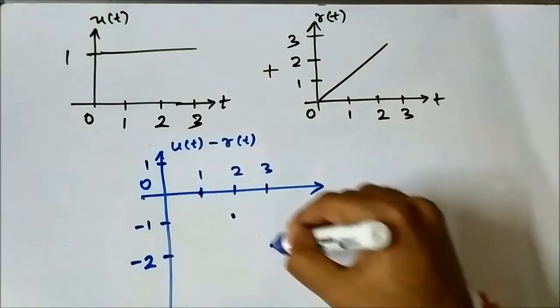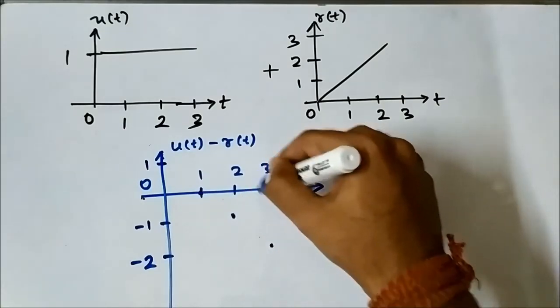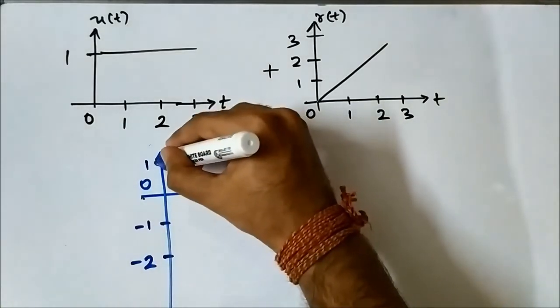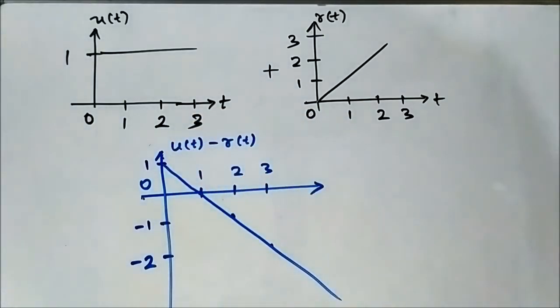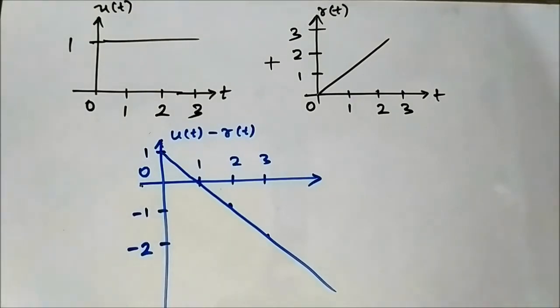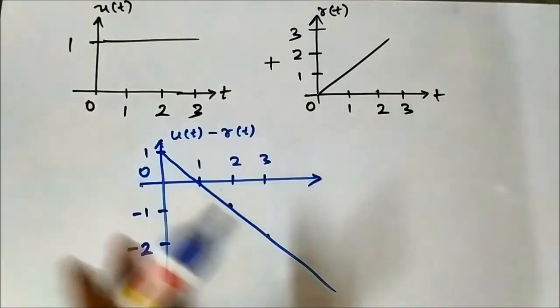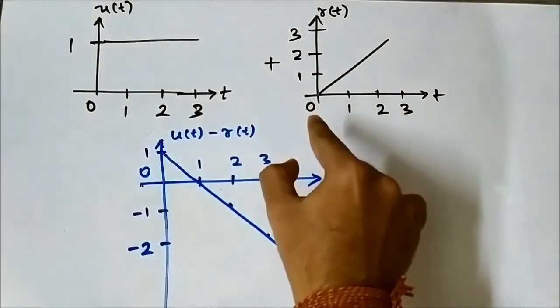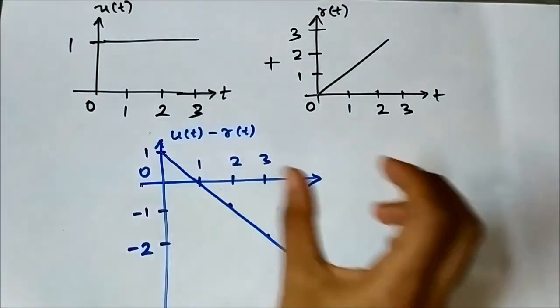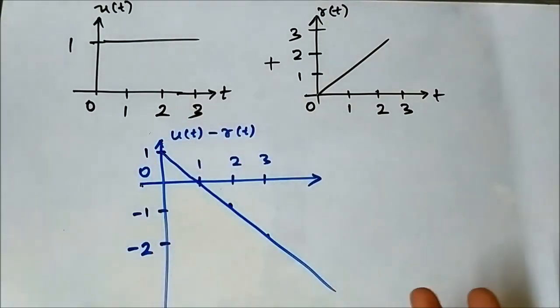So these are the points, amplitude at the respective time instance. So all we have to do is join them. This is the signal. Okay, so this is the concept. The same concept we will apply for all the signal addition operations. We just have to plot the amplitudes at the respective time instance, then add them or subtract them as per the requirement. Then we have to join the points, and we'll get the resultant signal.